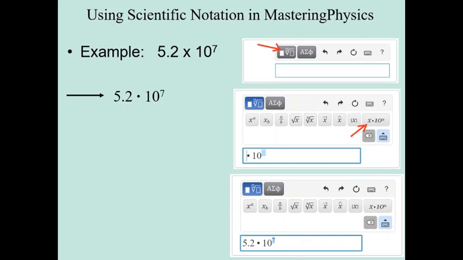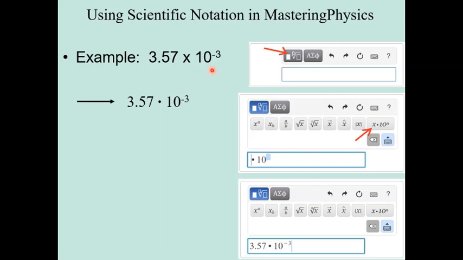Let's take a look at one more example. Very similar, except this time we'll do a different number: 3.57 times 10 to the minus 3. Again, you start by clicking on this upper left-hand button, which gives you all of these choices. Then you click on the button on the right, the scientific notation button, x dot 10 to the nth power, which gives you this. Now all you have to do is type in our 3.57 out in front, then click on that little blue window for the exponent, and type in a negative sign and 3, and there is the final answer.